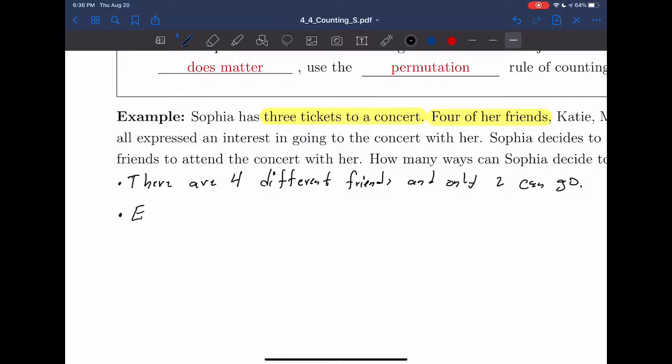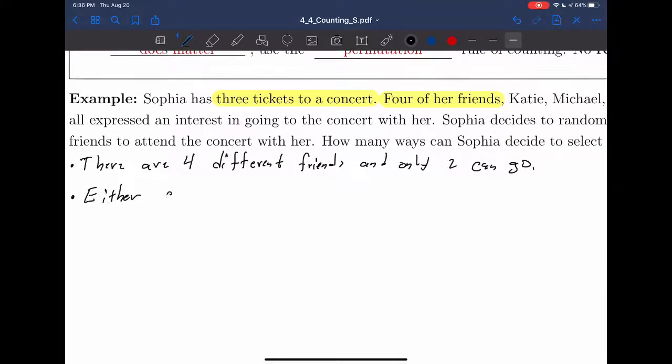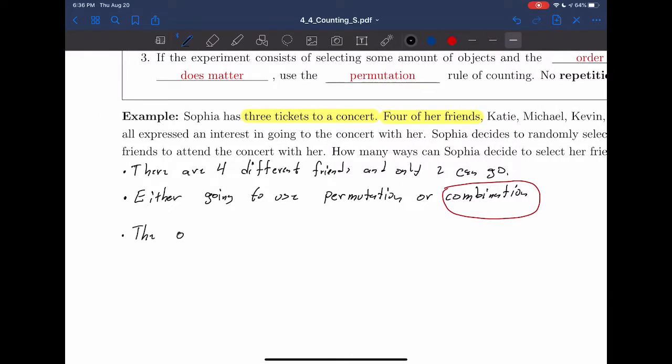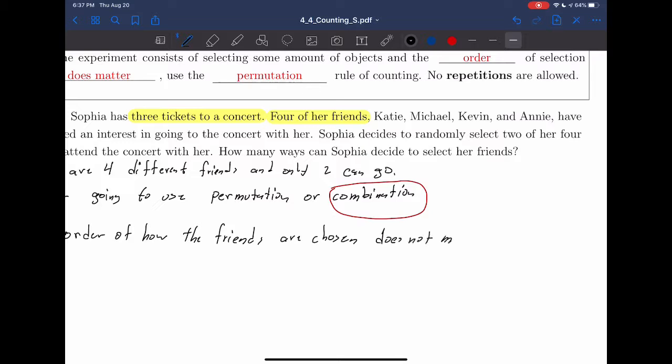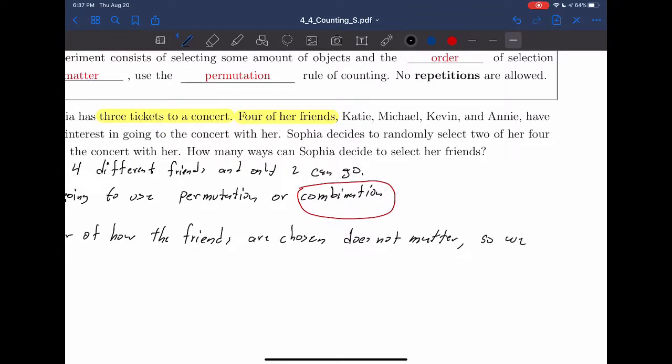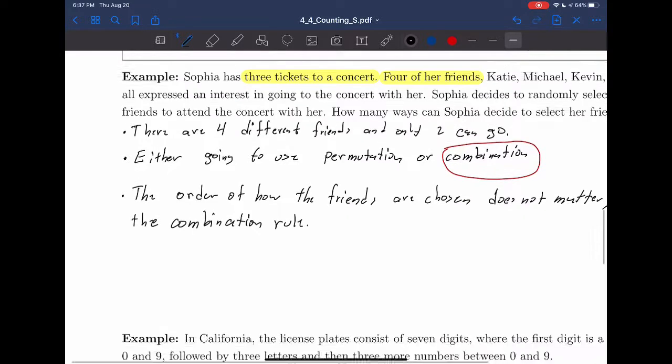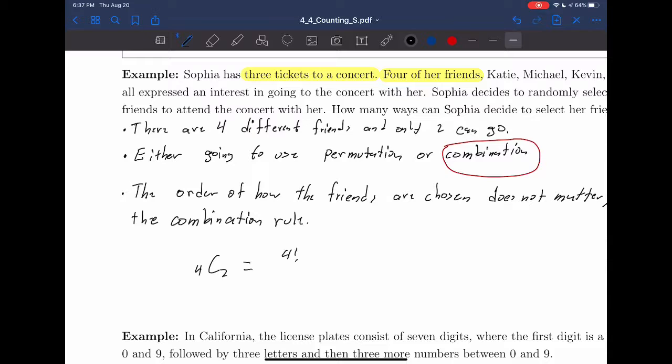So this kind of gives you an idea that we're either going to use permutation or combination. But since the order of the friends doesn't really matter, this gives you an idea that we're actually going to use combination. So the order of how the friends are chosen does not matter. So that's why we use combination. So then this will be 4 choose 2, which should be 6.